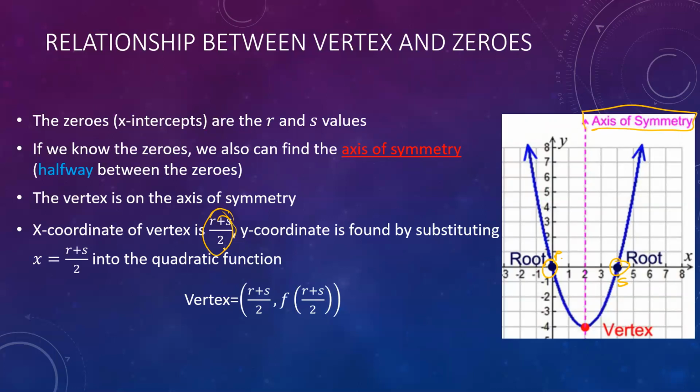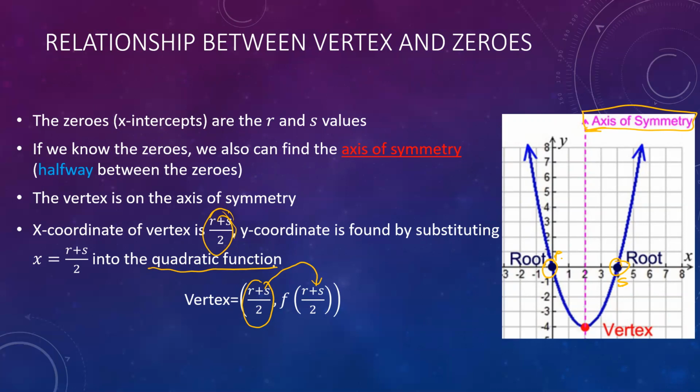So once I know what the x-coordinate of the vertex is, which is the axis of symmetry, that's what we're looking at, we can use that to help us find the y-coordinate of the vertex. So to find the y-coordinate of the vertex, we take our axis of symmetry, which is r plus s divided by 2, and we simply sub it into our function. That's really what we're saying here. You take your x-coordinate of the vertex and you simply sub it into the quadratic function to find out what the y-coordinate is. So I'm hoping that kind of makes sense so far.